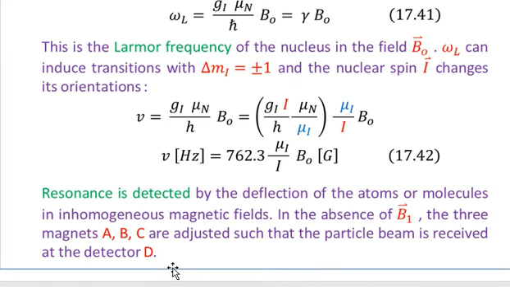Now you will ask the question, what is B1? Because so far I have been talking about B naught, which is the applied external magnetic field. Now I am going to talk also about the magnetic field B1. And for that, I am talking about three magnets A, B, and C, and also a detector D, which will receive the particle beams.